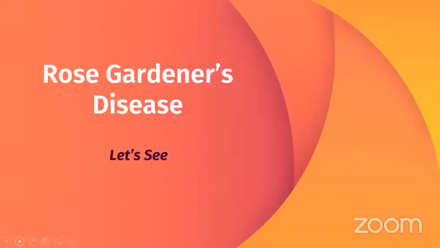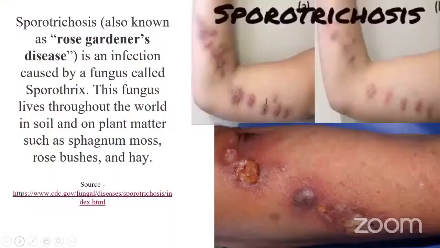The rose gardener's disease. Rose gardener's disease is another name for sporotrichosis, which is usually caused by a fungus called Sporothrix. This fungus lives throughout the world in soil and plant matter such as sphagnum moss, rose bushes, and hay. You can see the clinical images where it appears in a line, like roses in a garden.